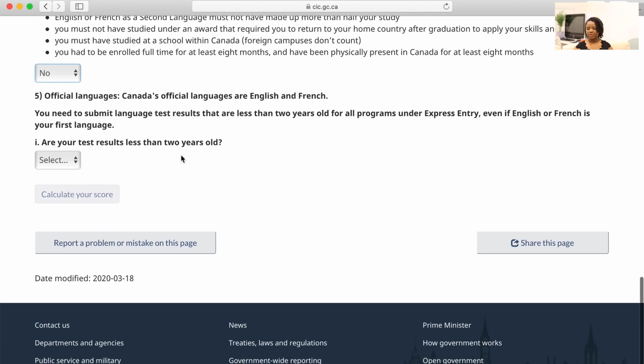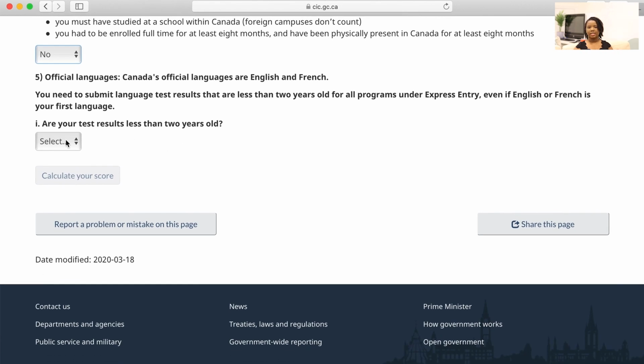So number 5 is the official languages. So of course you guys know that English and French are the 2 official languages in Canada. So if you can speak both, that would be awesome. If you can do a test and pass both very well. But if you speak only English or you speak only French, that's okay as well. You just need to do a proficiency test. I already have a video on that. I'm going to link it up here for you.